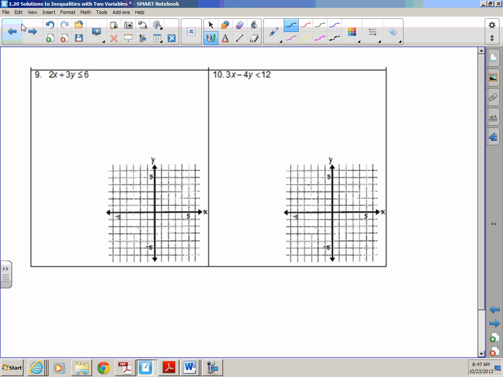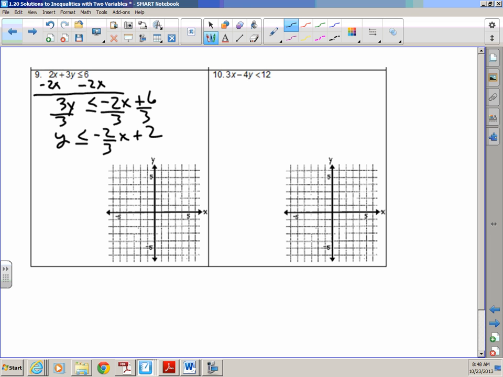What I would like to do is get these into y equals or y is less than or equal to form. That way I know which way to properly shade. So I get the inequality y is less than or equal to -2/3 x plus 2. I graph my plus 2. I go up 2 to the left 3, or down 2 to the right 3. It's got an equal to sign, so I'm going to use a solid line. It's less than, so I'm going to shade below.